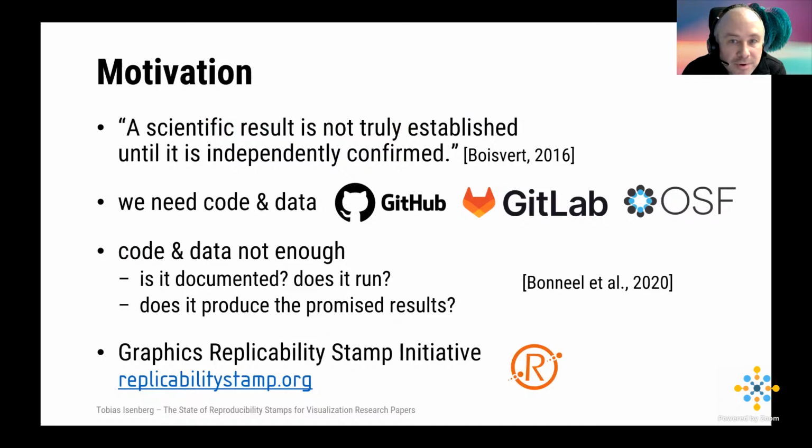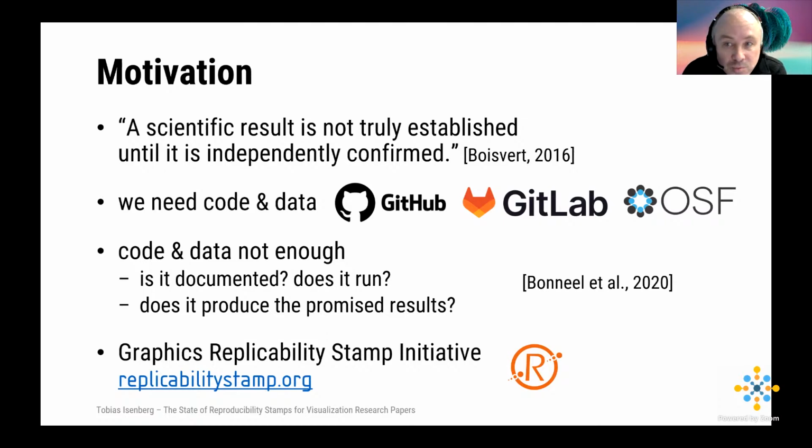And the motivation for that is, of course, that in most of science, if we have some results, we can really only believe it once somebody else verified what we found. And in our field, of course, we need code and data, and that's luckily happening a lot already. We have GitHub repositories, we have GitLab, we have OSF, so that's happening a lot. We see a lot of links in papers. However, just having code and data is usually not enough. Questions are, is it well documented? Does it actually run? Does it run reliably? Does it produce the promised results?